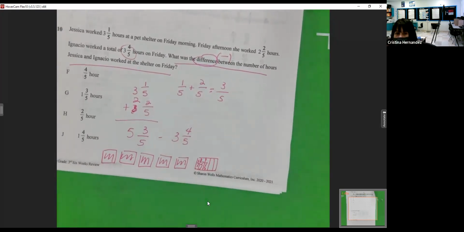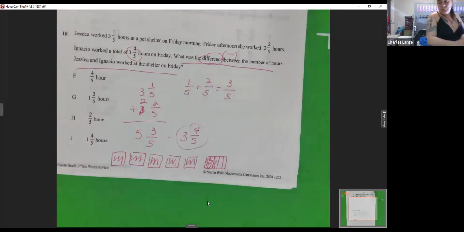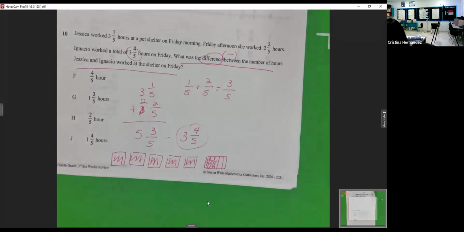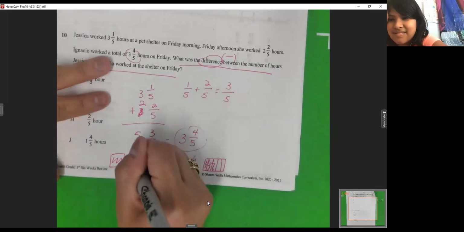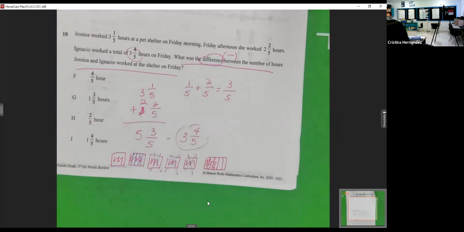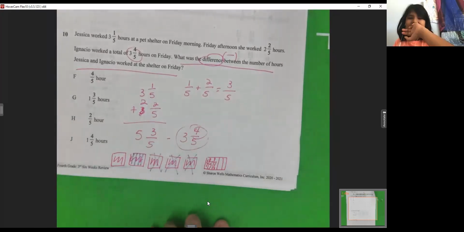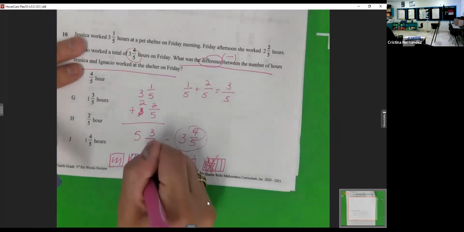Right, 1, 2, 3. So how many holes am I going to get rid of if I'm subtracting this from there? 3. Okay, let me get rid of them. I got the answer mixed up. It's 2 and 1 fifth. Now, how many parts do I have to get rid of? 4. So I'm going to get rid of all of these, and then one of these.